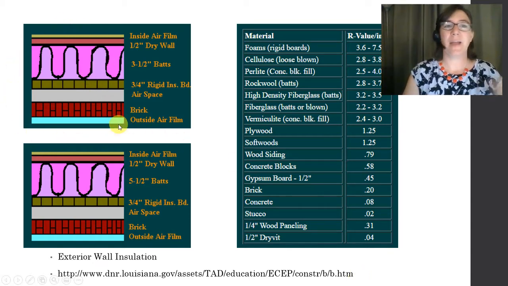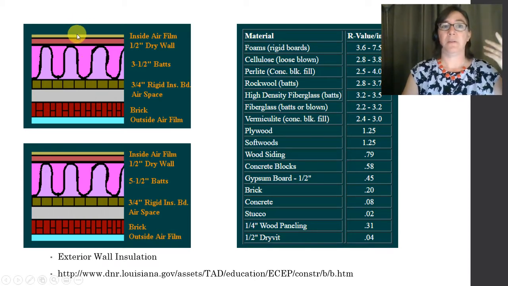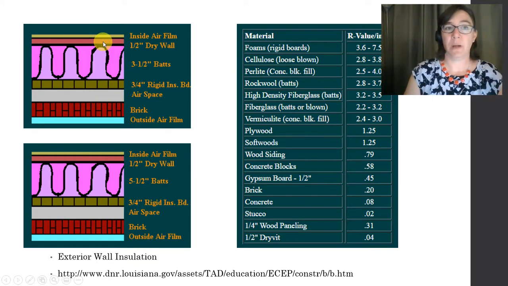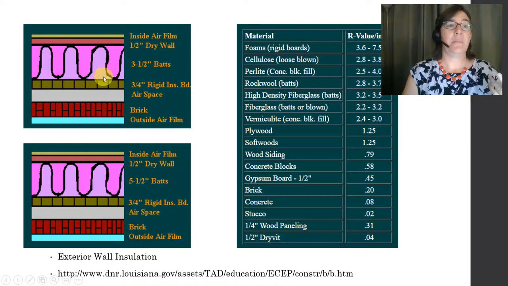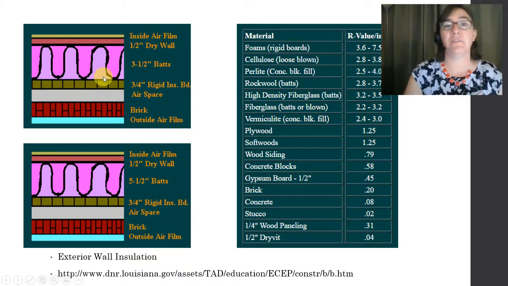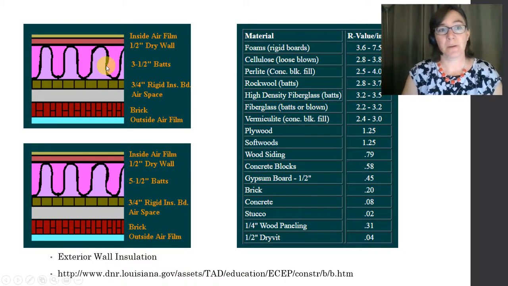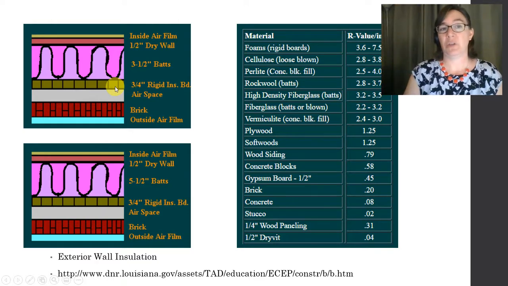Here we have a diagram of a wall. This is the inside. There's the inside air film. Then we have a layer of 1/2 inch drywall or sheetrock. Then our wall cavity is filled with 3.5 inch fiberglass batt insulation. And we've got 3/4 inch rigid insulation board on the outside here. Then there's an air space, a layer of brick veneer, and an outside air film.